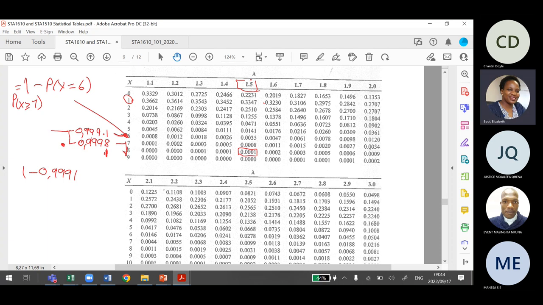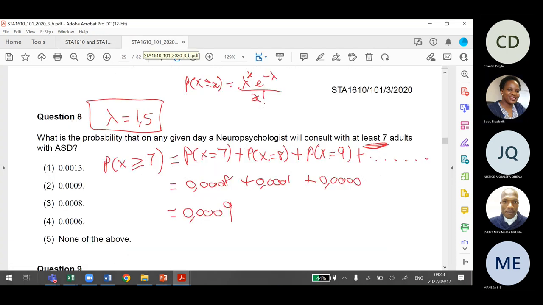What do you get when you subtract 0.9991? You should have the same as what we have. Yes, it's the same. So you need to be able to know how to read your cumulative table.